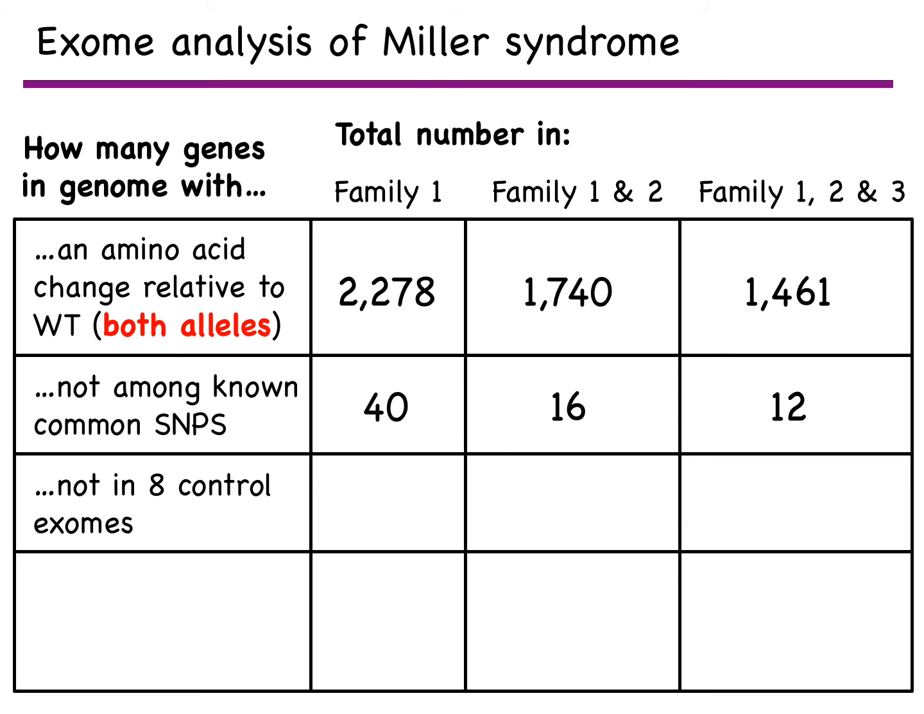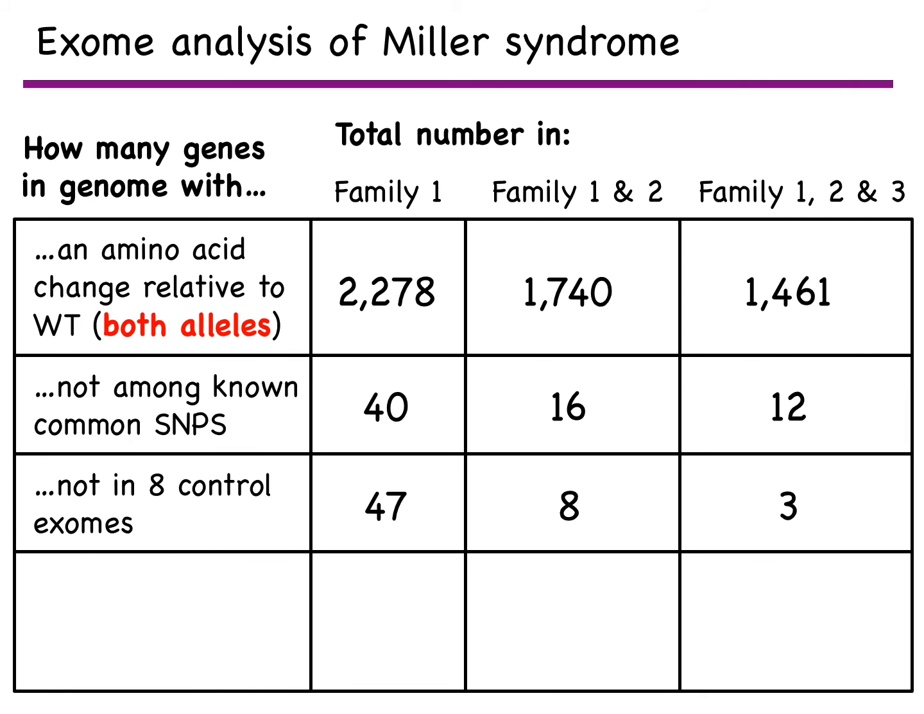They basically sequenced 8 control exomes. These are from normal individuals. And they asked, of the amino acid alterations they detected in the Miller syndrome families, how many were also not present in these 8 control exomes? And that again also reduces the number, right? So they end up finding only 47 genes that were specific to family 1, these gene alterations that were specific to family 1. And then again, when they asked how many of those are in common between family 1 and 2 and all 3 families, that really also greatly reduces the number.